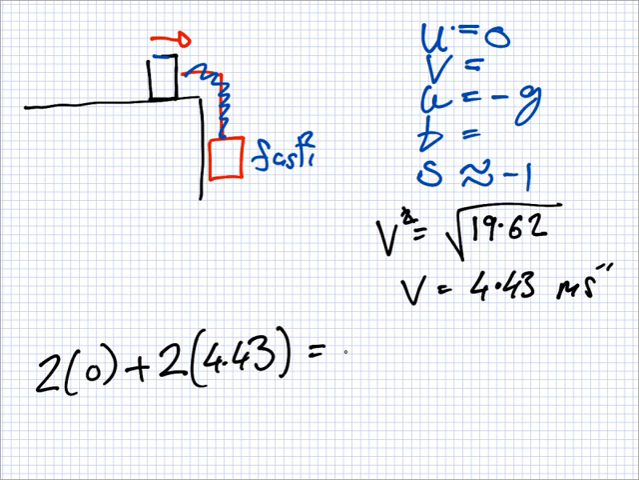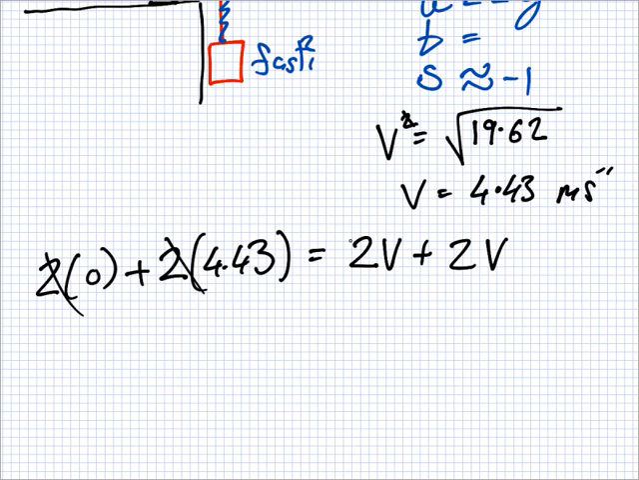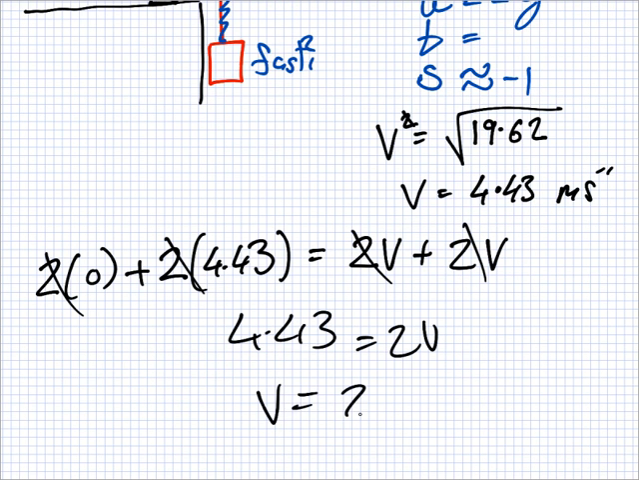Equals M1 V1 plus M2 V2. Now, why am I saying V1 and V2? They're both V's. They move off together when the string tightens. It's like they're connected now, like with the ice skaters. So you get V plus V is 2V. So what happens? V is 2.215 meters per second. So when the string tightens, its speed suddenly halves.